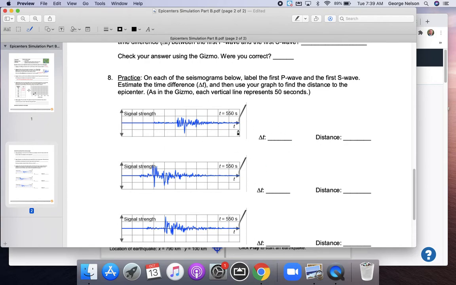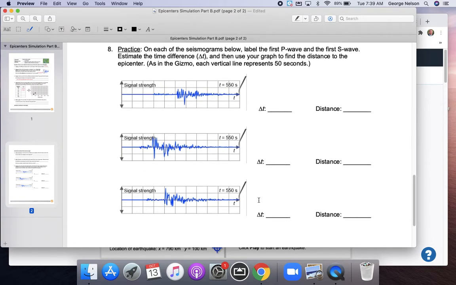If you don't understand question 8, we're going to review this tomorrow when you come into class. All right, that's my lesson for today. Work on it. Just turn it in. I'm going to give you credit if you attempt it. Don't worry, if you're not right, it's not going to affect your grade. I just want you guys to get some practice using these P and S waves. We will try it again tomorrow.